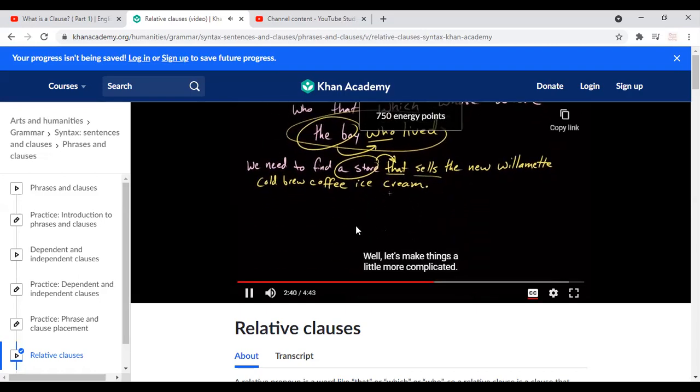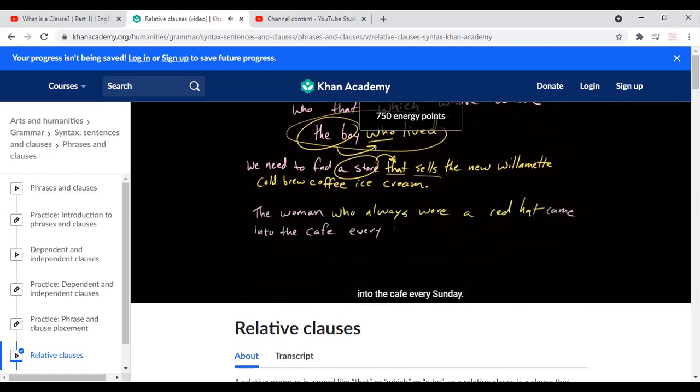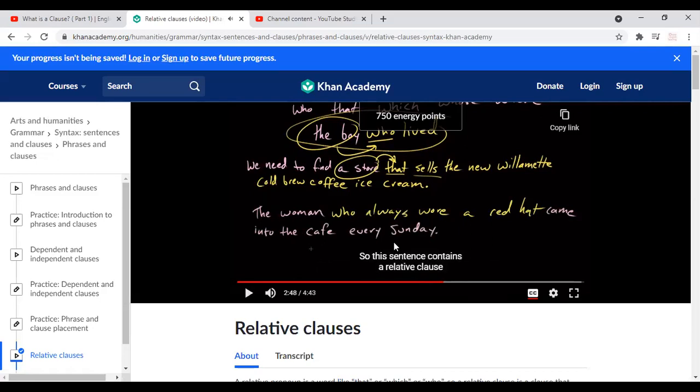Well, let's make things a little bit more complicated. The woman who always wore a red hat came into the cafe every Sunday. So this is a more complex sentence, more complicated, difficult, okay? So the woman who always wore a red hat came into the cafe every Sunday. This is a complex sentence. It has more than one subject and more than one verb.